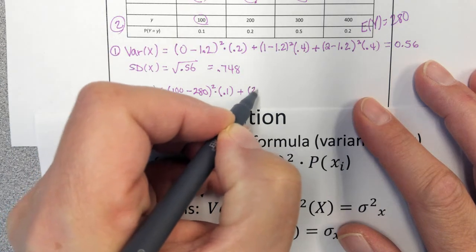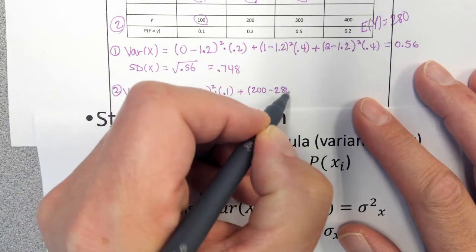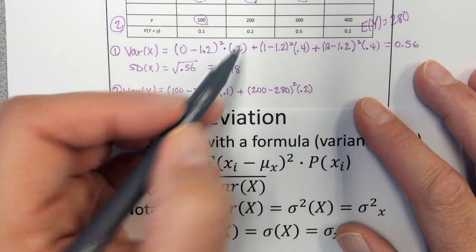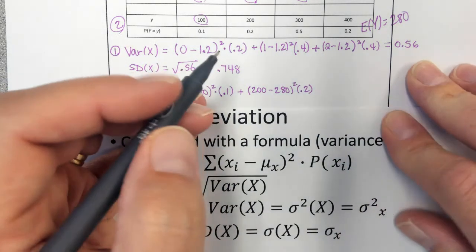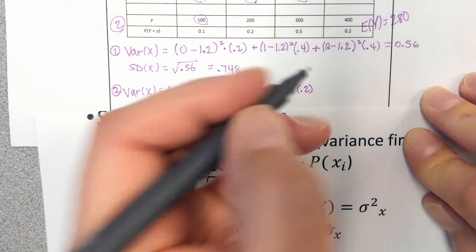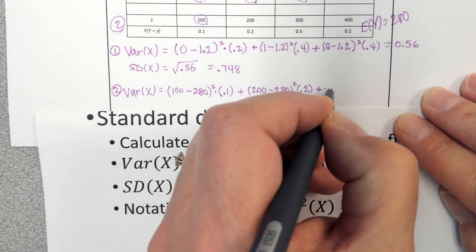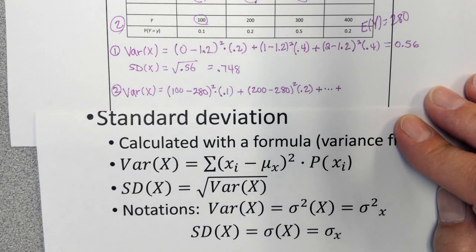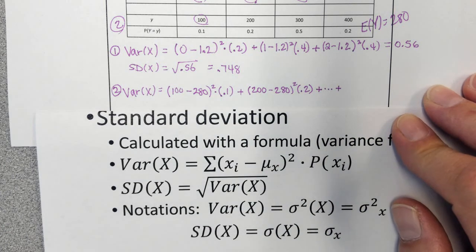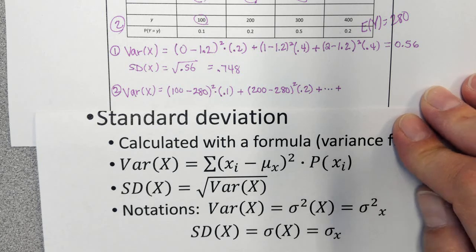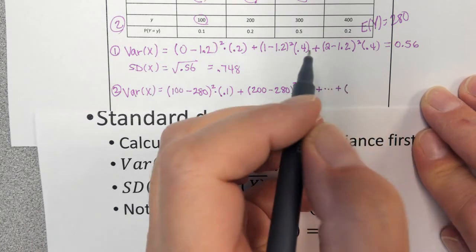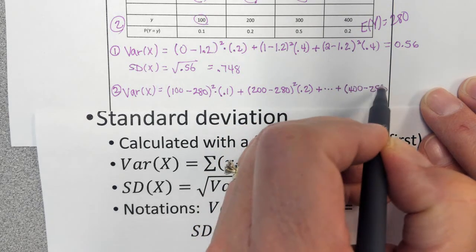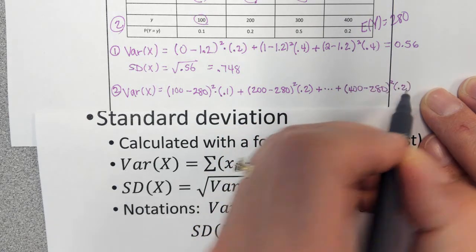Then we have a 200 minus the mean of 280. Square it. Multiply by 0.2, its corresponding probability. And because I have limited space, I'm going to do the ellipsis thing. So I'm going to do plus, dot, dot, dot, plus. I'm going to skip the third one. I know it's included, and then I'm going to show how it ends. So you establish a pattern, and then you show how the pattern ends, and that's considered complete work. So the last term is 400 minus the mean of 280, square it, multiply by 0.2.